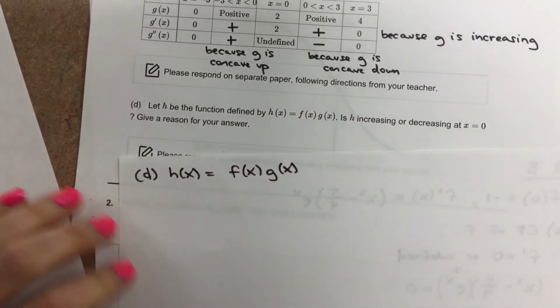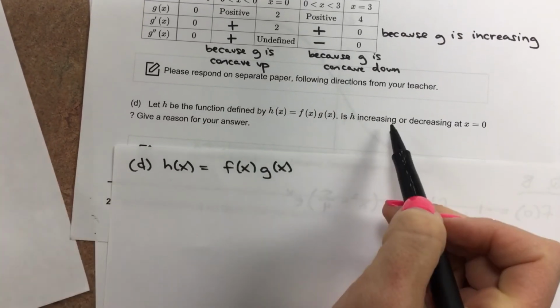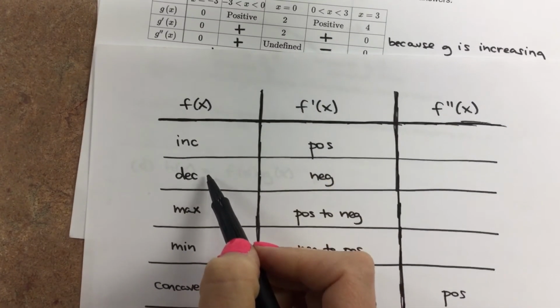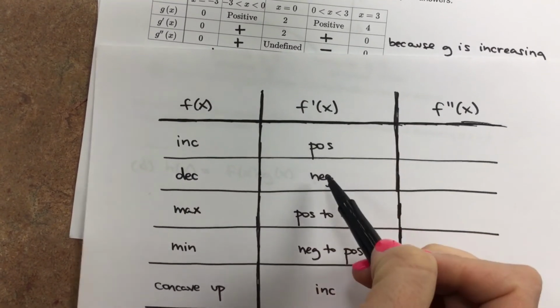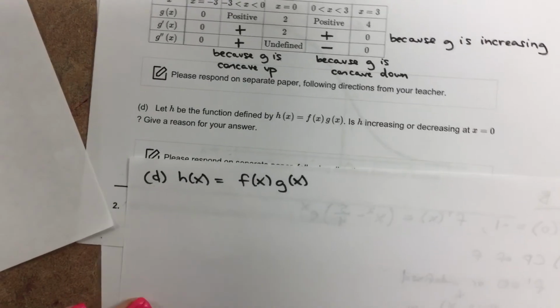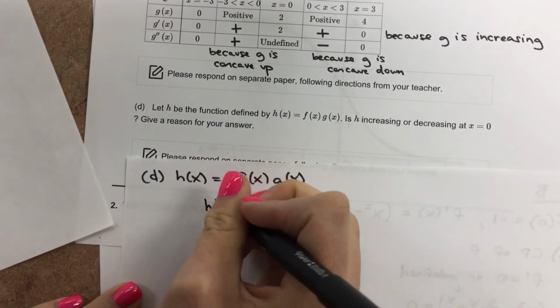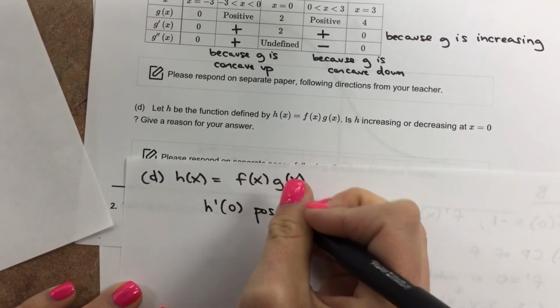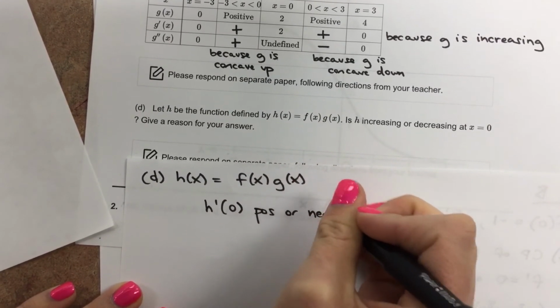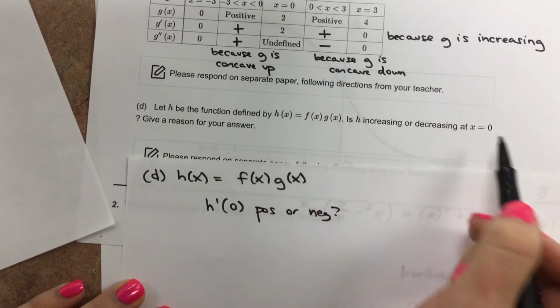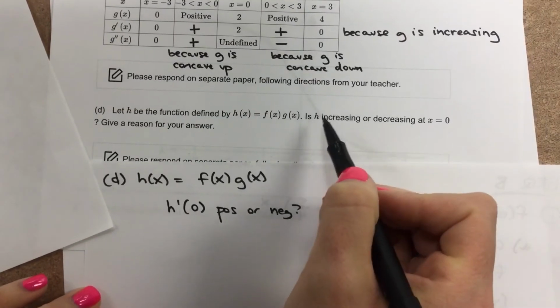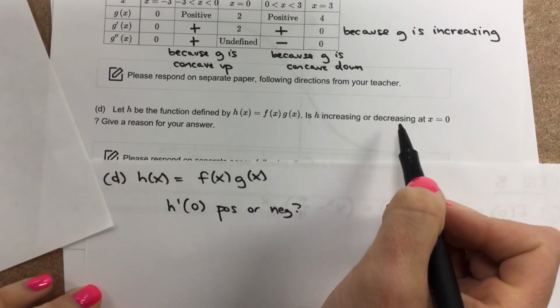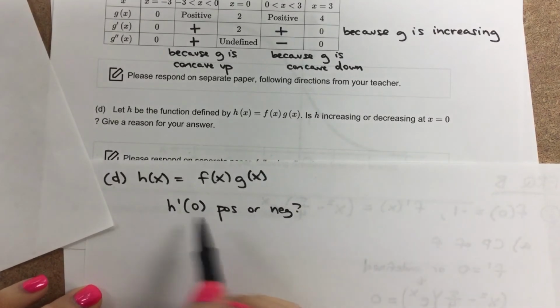When they ask a question like this, we want to know if h is increasing or decreasing. If the original is increasing or decreasing, that means its derivative is either positive or negative, okay? So we want to know if h prime of 0 is positive or negative. That is the question we are getting at here. They say, is h increasing or decreasing at x equals 0? That means, is h prime positive or negative at x equals 0? So this is what we're trying to find.